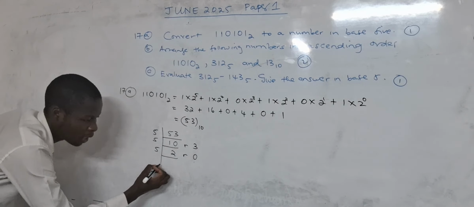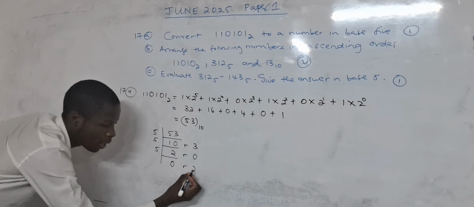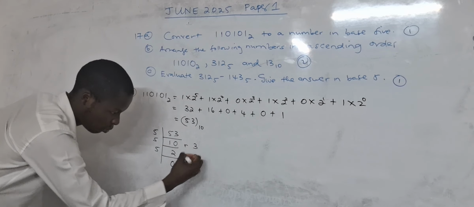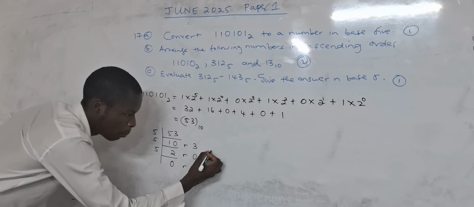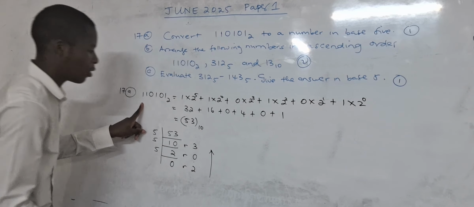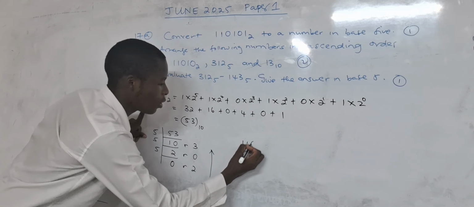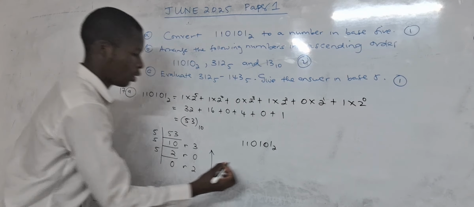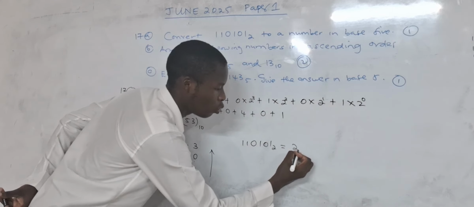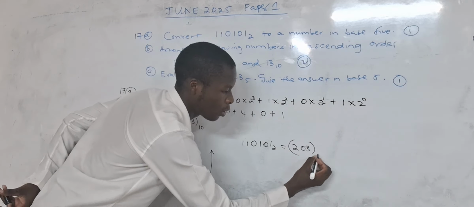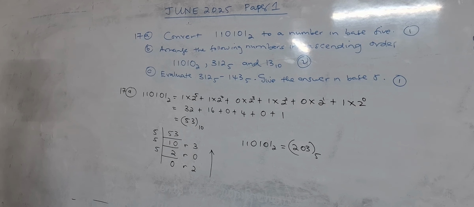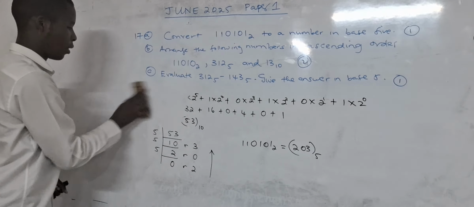Now 5 into 2, what is the answer? It is 0. Remainder what? Remainder 2. Then you collect, take the numbers from the bottom to the top. So this 110101 base 2 is equal to 203 base 5. Okay, this number is equal to 203 base 5. Let's move on to the next question.